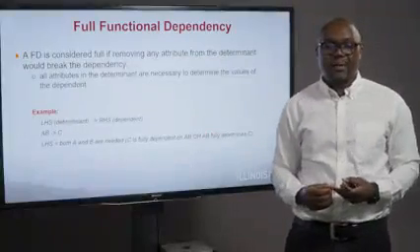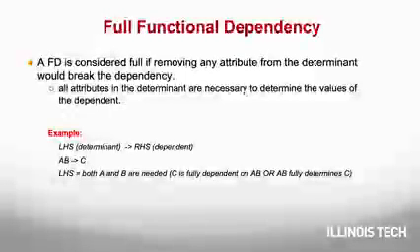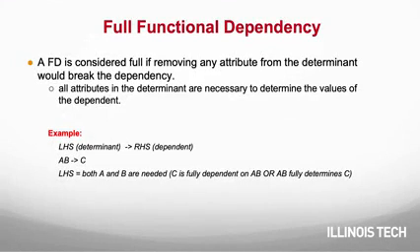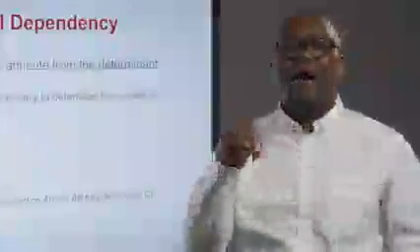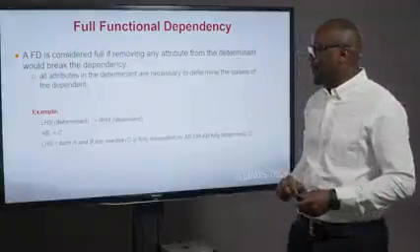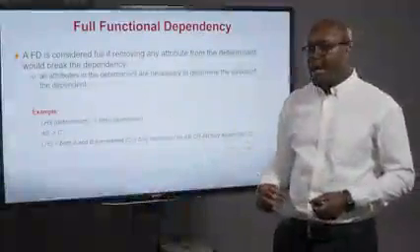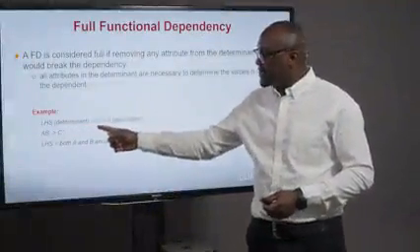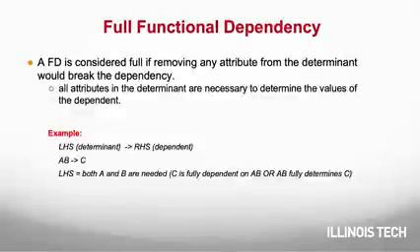Full functional dependency. A functional dependency is considered full if removing any attribute from the determinant would break the dependency. So what does that mean? It means that all the attributes in the determinant are necessary in that functional dependency. An example: we already know that our functional dependency is written in this format, the left-hand side pointing towards the right-hand side.